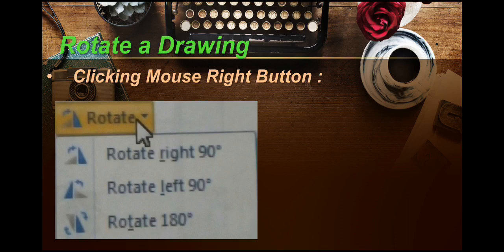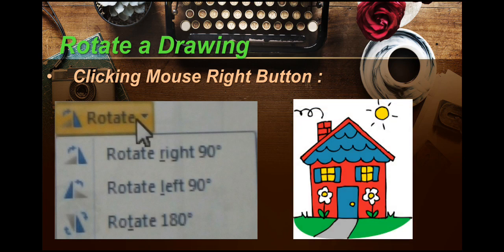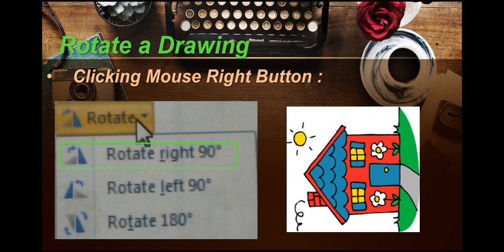How can we use it? In this rotate menu we can use it. For example, this is our picture and we want to rotate it 90 degrees from the right side. This is rotate right 90 degrees. How will it appear? It will move our picture 90 degrees, but in the right hand side direction.